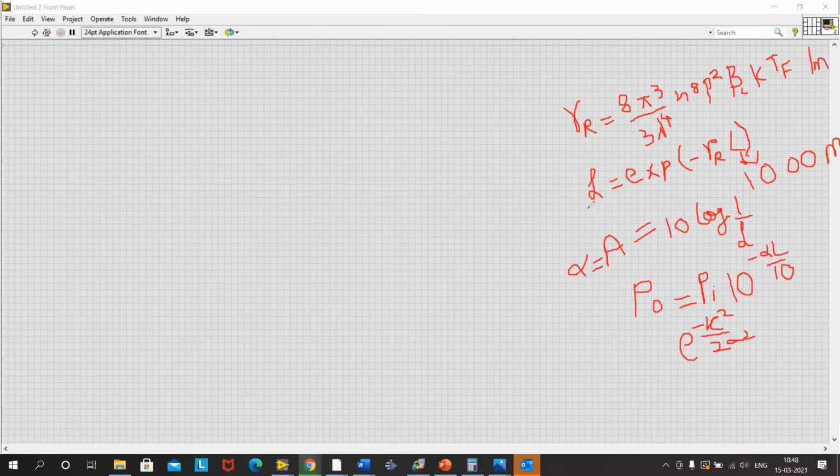The aim of this experiment is first calculating the Rayleigh coefficient, then calculating the loss factor, then calculating the attenuation, and repeating what we have done in experiment number 2 using these relations.